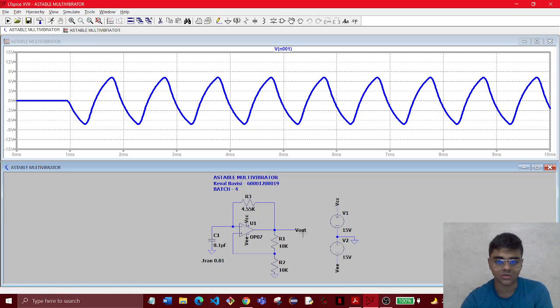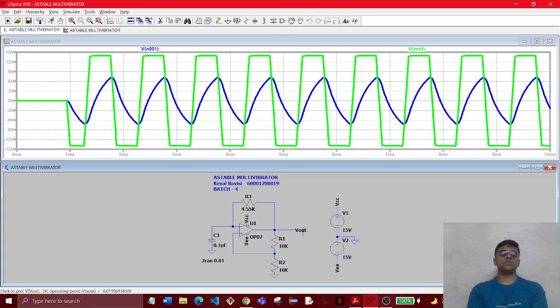Let us check the output now. Yeah, so this is the output that we are getting. The value is 0 volts DC from 0 to 1 milliseconds, because the capacitor charges at that point of time. It takes the time to hold the charge, to take the charge upon itself. Then it discharges.